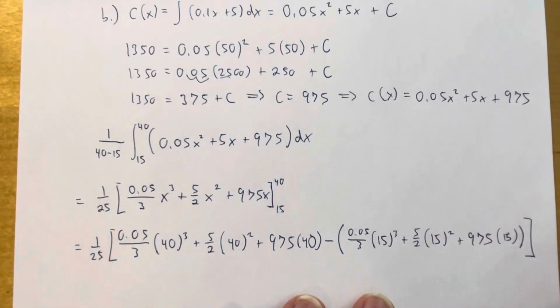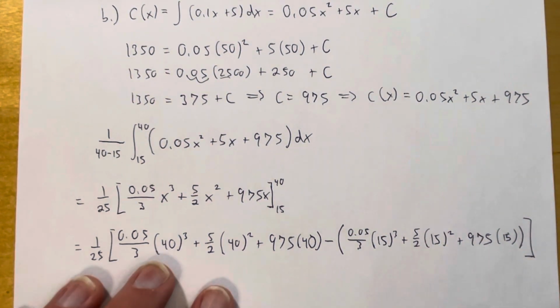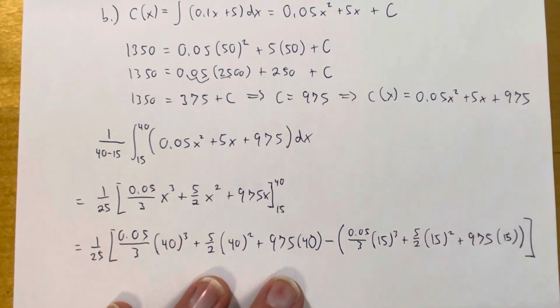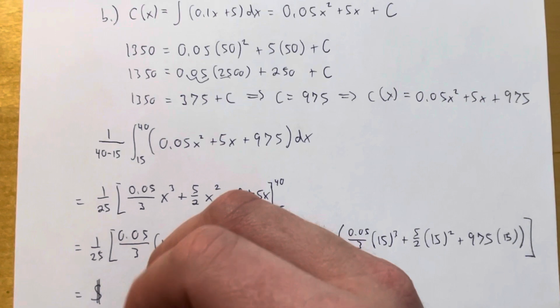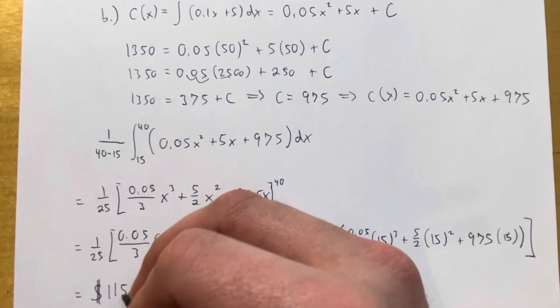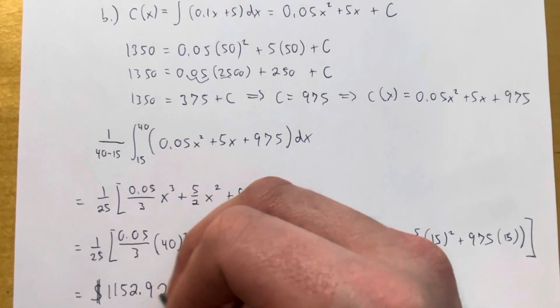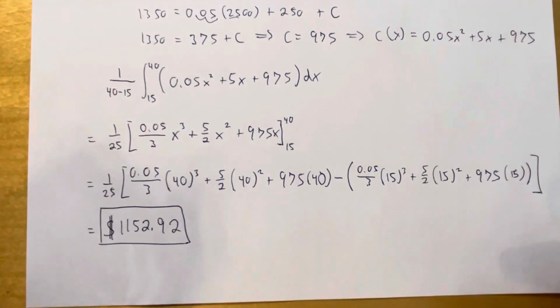Close the parentheses and square bracket. All right, that is a lot. Even with mental math or shortcuts, it's still a lot. So for this one, I'm going to just jump to the answer. You can plug it into a calculator if you want to do it that way. This should work out to, again, it's a dollar amount, $1,152.92. That would be the average cost of the number of cookies made between 15 and 40. Okay, that's it for 4.5.